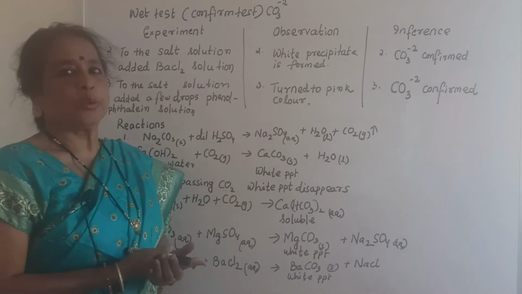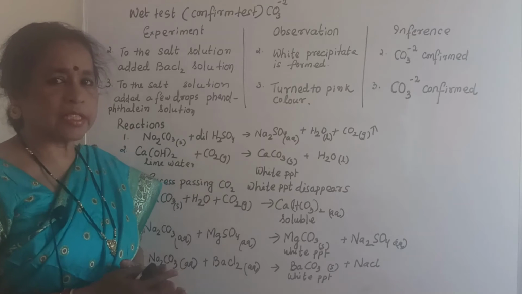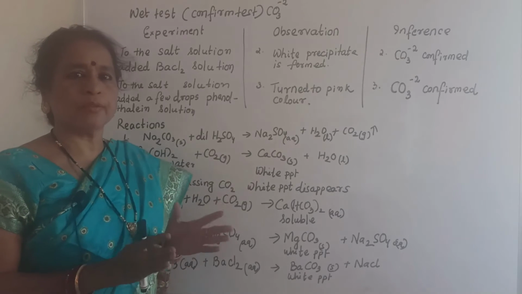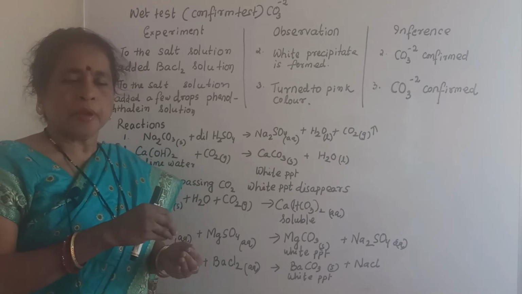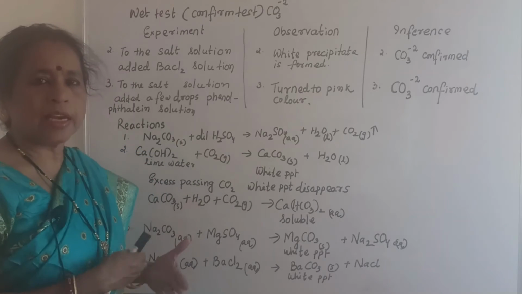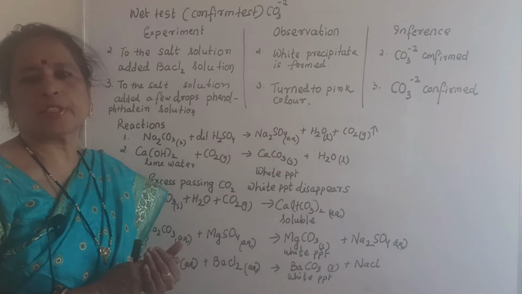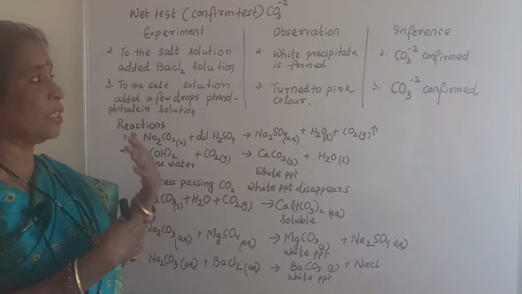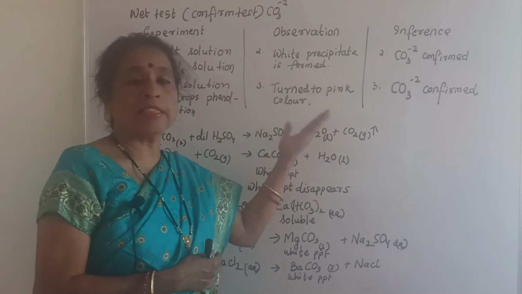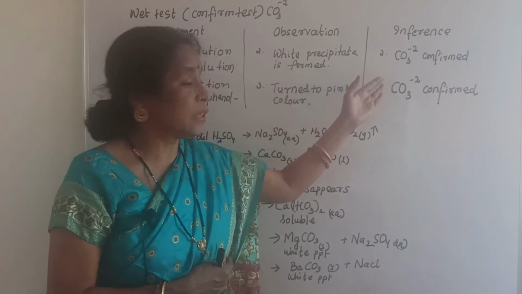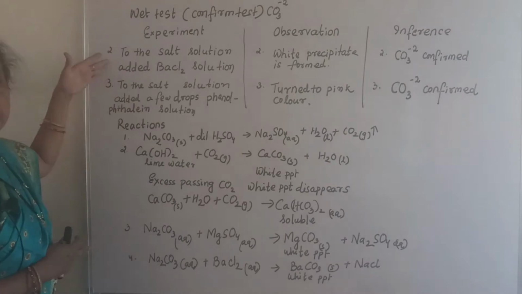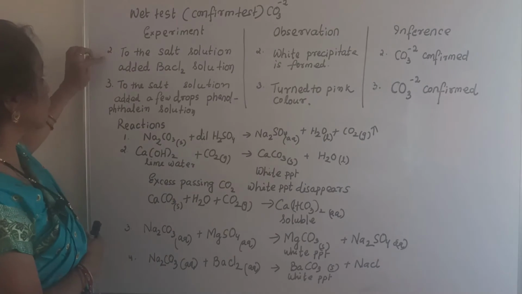I already told the confirmed test of carbonate, that is number 1, the magnesium sulfate test. If I add the magnesium sulfate solution, then what happens? A white precipitate forms, which indicates that CO3 2-, carbonate, is confirmed.